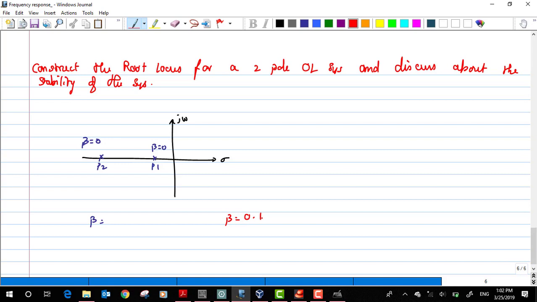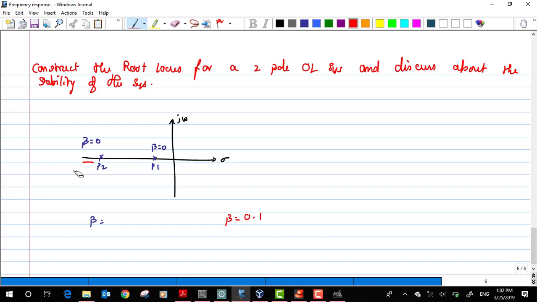Okay, which one would move towards the left and which one would move towards the right? Will this one go like this and this one go like this? Okay, so P1 goes towards the left, and what happens to my P2? That also goes towards the left.